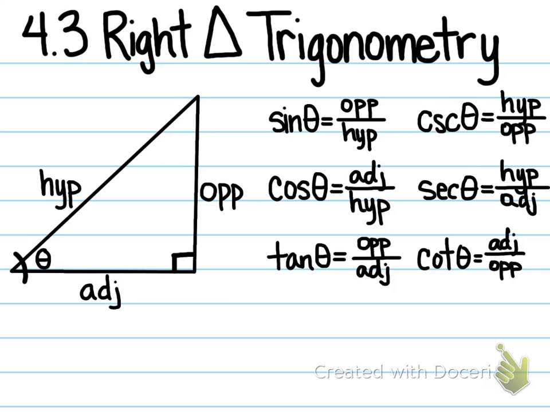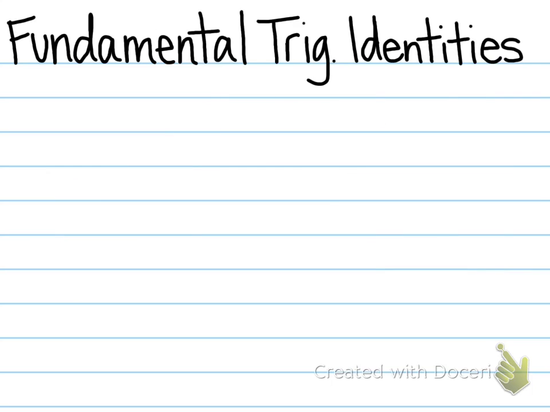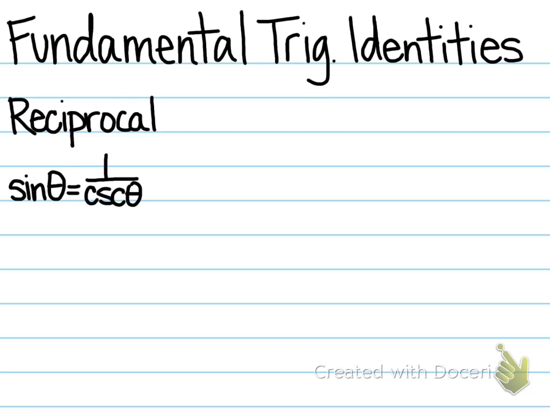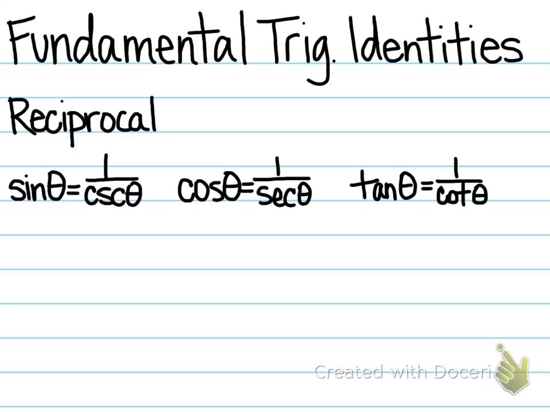Okay, so that leads us into the fundamental trig identities. There are sets of identities that we can use in trig to interchange different trig ratios with each other. So we're going to start with the reciprocal identities. So sine is always equal to 1 over the cosecant. Cosine is equal to 1 over secant. And tangent is equal to 1 over cotangent.